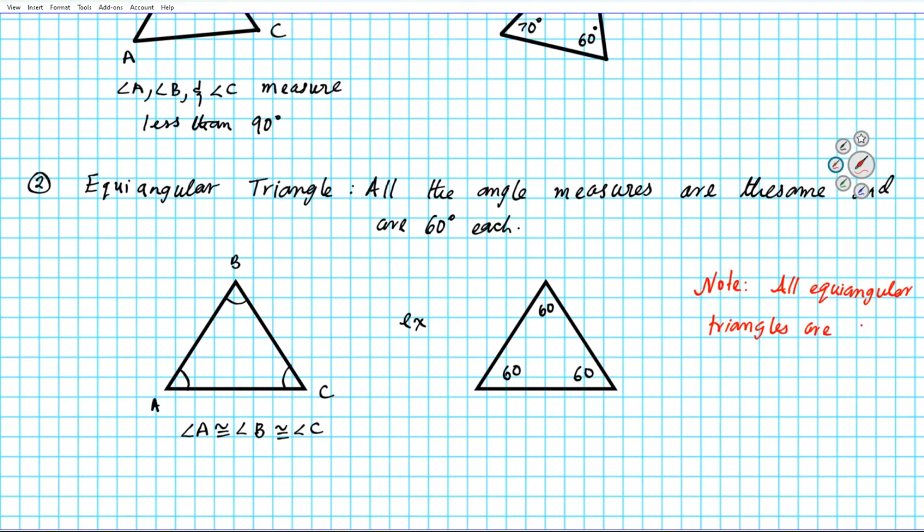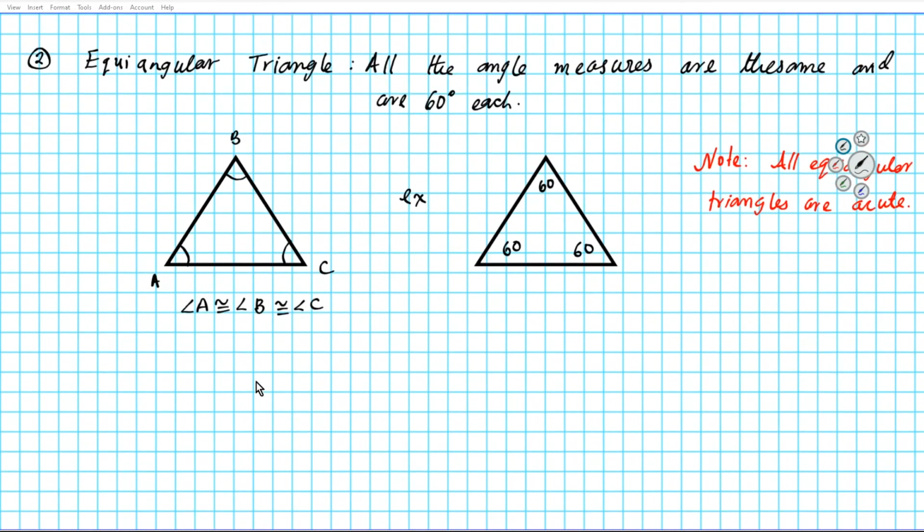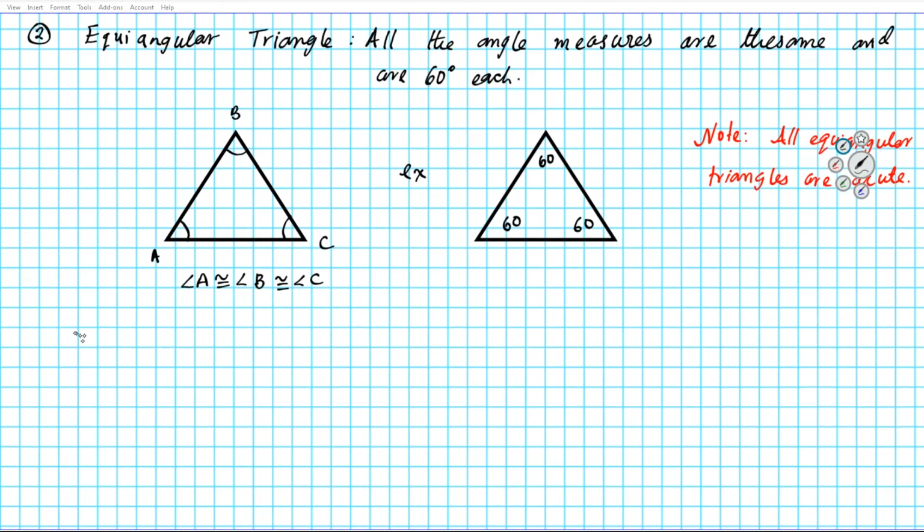So basically, equiangular triangles is a special case of acute triangles. All right, so the next classification that we have by angles are right triangles. Okay, so what is a right triangle? Well, if you know what the definition of right angles are, you are in good shape. All right, so right triangle. What is a right triangle?